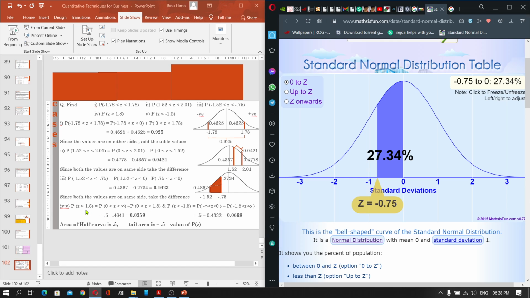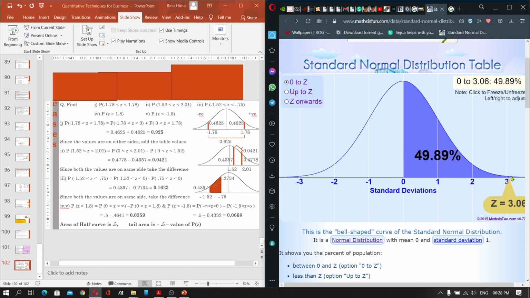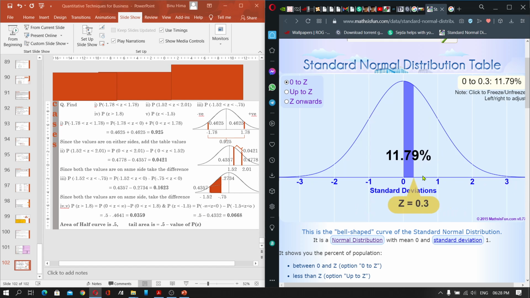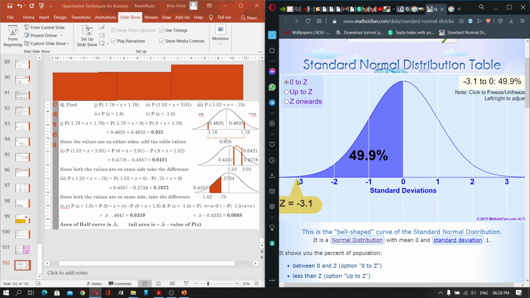And finally, 1.8. Whenever you come across 1.8, how are you going to take the difference? Earlier, you had minus 1.52 and 0.75, so take the difference. Same side values, take the difference. Different side values, you add. Here there is only one value. How are you going to find it? In that case, as I have mentioned earlier, one side is represented by 0.5. This measurement is represented by 0.5 and this side also is represented by 0.5.